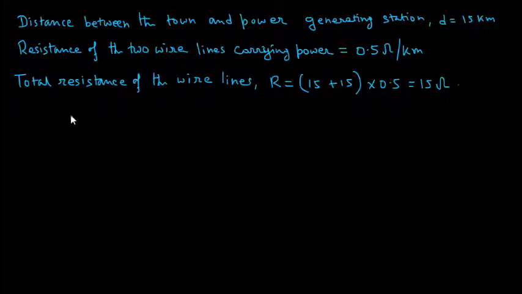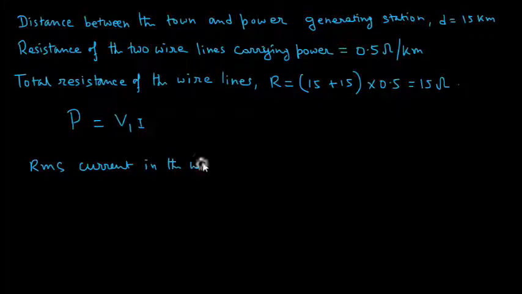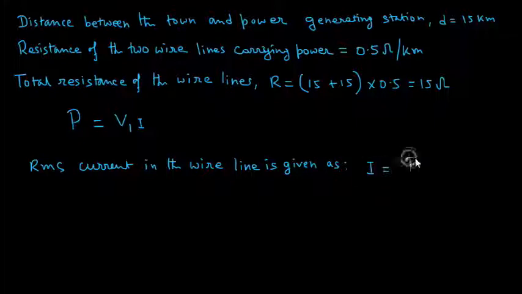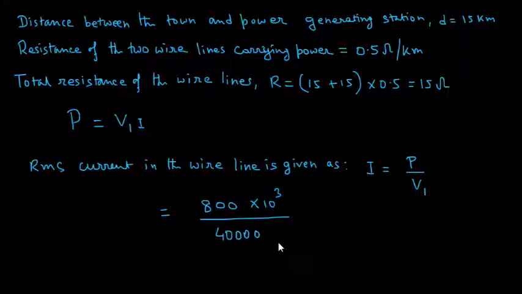Power P is equal to V1 I. RMS current in the wire line is given as I is equal to P upon V1, which is equal to 800 multiplied by 10 to the power 3 upon 40,000, which is equal to 20 ampere.